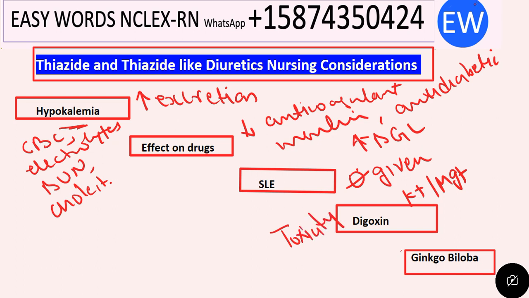Ginkgo biloba. Instruct the client to avoid taking herbal supplements such as ginkgo biloba while taking the thiazide diuretics, because this may cause a paradoxical increase in blood pressure. So that is why I advise your client not to take these kinds of supplements when taking thiazide and thiazide-like diuretics.